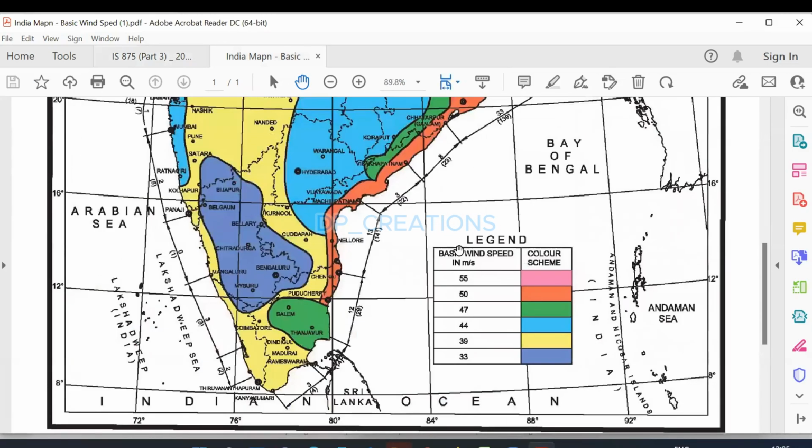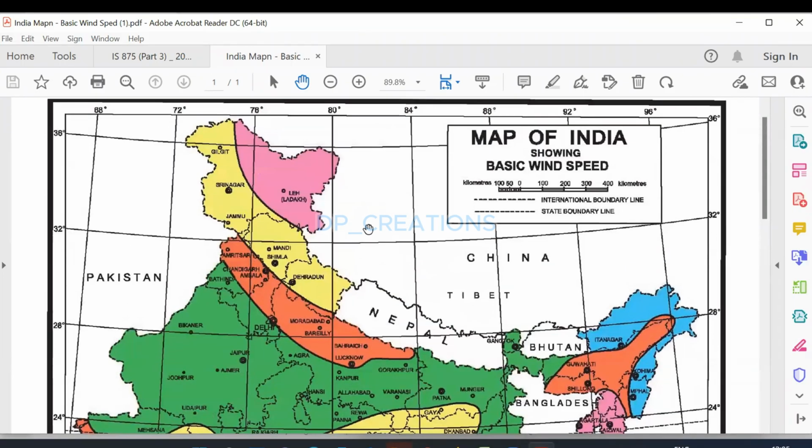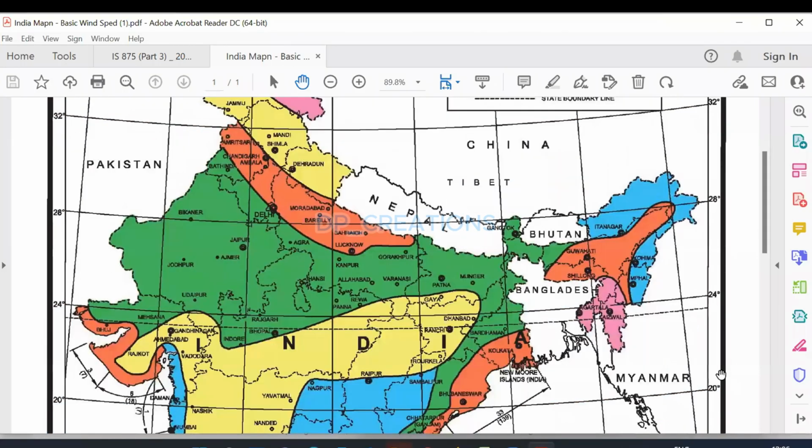There are 6 categories, 1, 2, 3, 4, 5, 6. So 6 basic wind speeds are mentioned in this figure, the India map. The magenta one is the maximum, 55. This is given in Mizoram, Tripura, some lower part of Assam and Manipur, and the north side of Leh Ladakh. I think the Kargil part also comes under this very heavy wind speed of 55 meters per second. Apart from these zones, there is no other place with this much high wind speed.